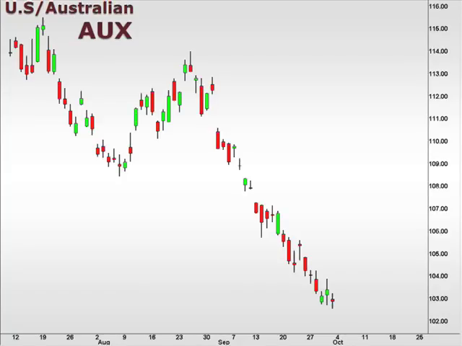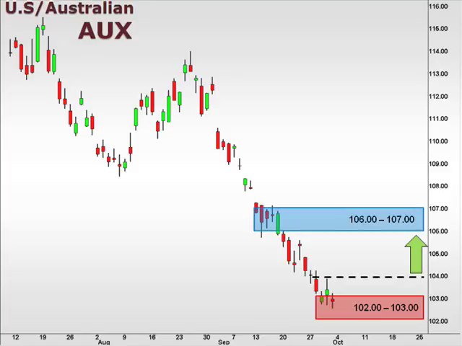While the AUX, the U.S. versus the Australian dollar, has completed a test of our 102-103 support, we would be looking for a break above 104 to open the window for a possible move towards this 106-107 focal zone.